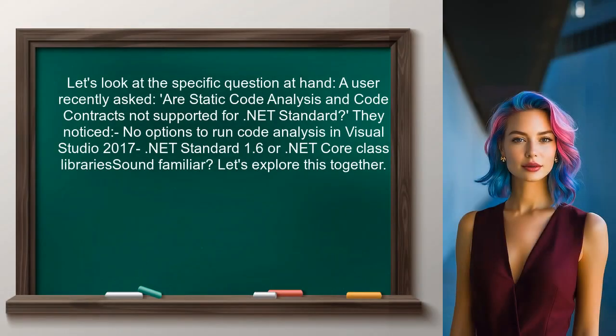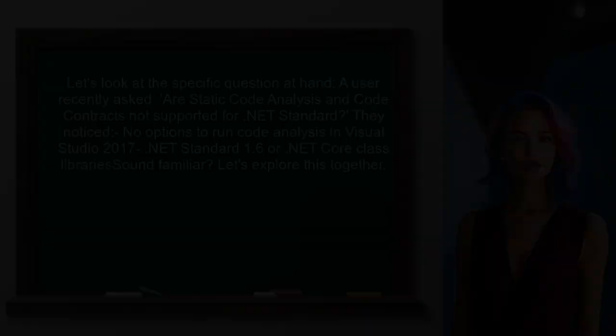Let's look at the specific question at hand. A user recently asked, are static code analysis and code contracts not supported for .NET Standard? They noticed that in Visual Studio 2017, there seemed to be no options to run code analysis for .NET Standard 1.6 or .NET Core class libraries. Sound familiar? Let's explore this together.